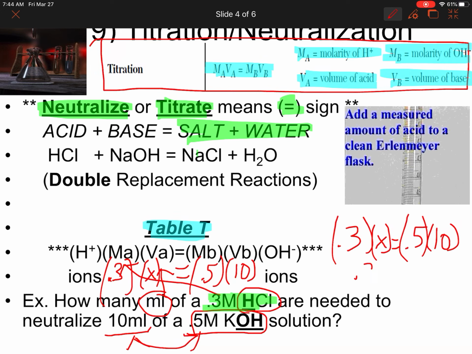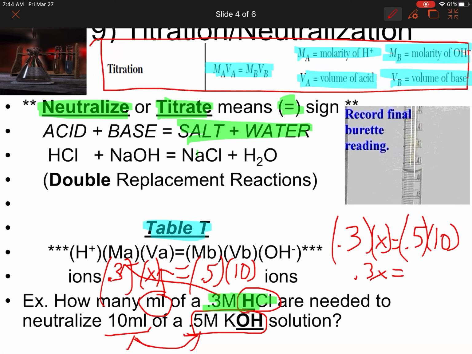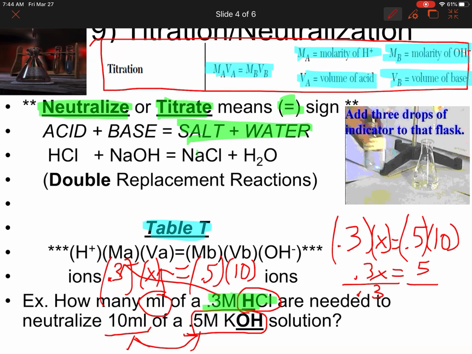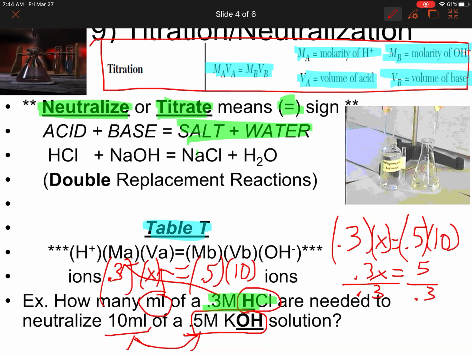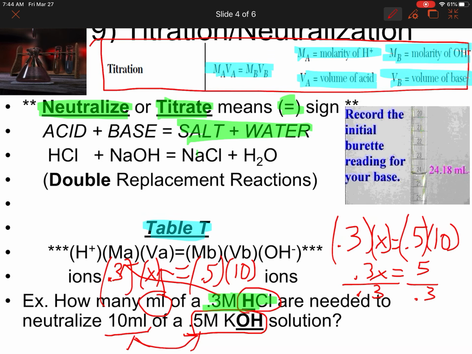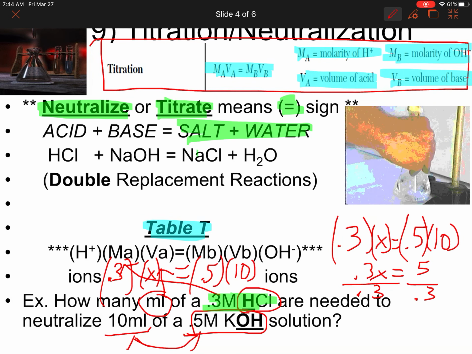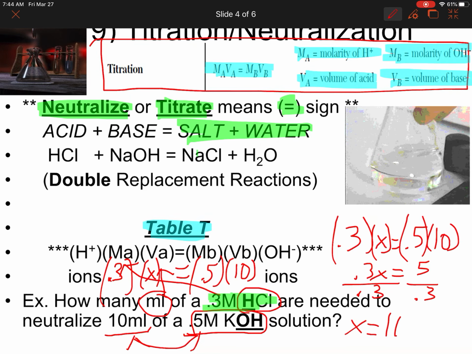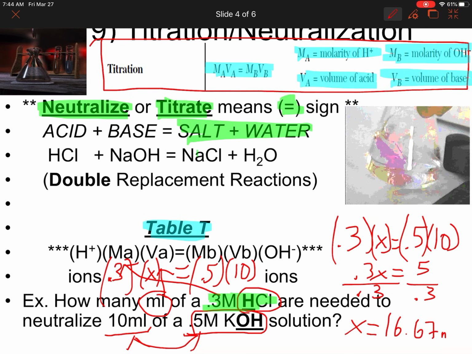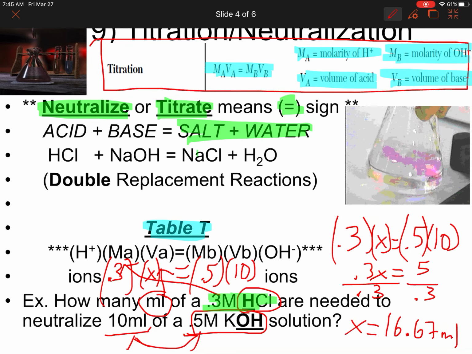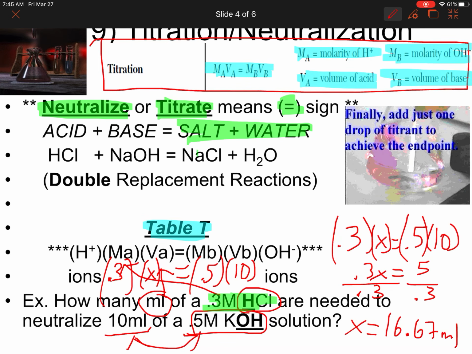So 0.3 times X is 0.3 X equals, well, 0.5 times 10 is 5. Divide them both by 0.3. So let's take our calculator. What is 5 divided by 0.3? Yes, X equals 16.67 milliliters. Any questions there? No. All right, let's continue.